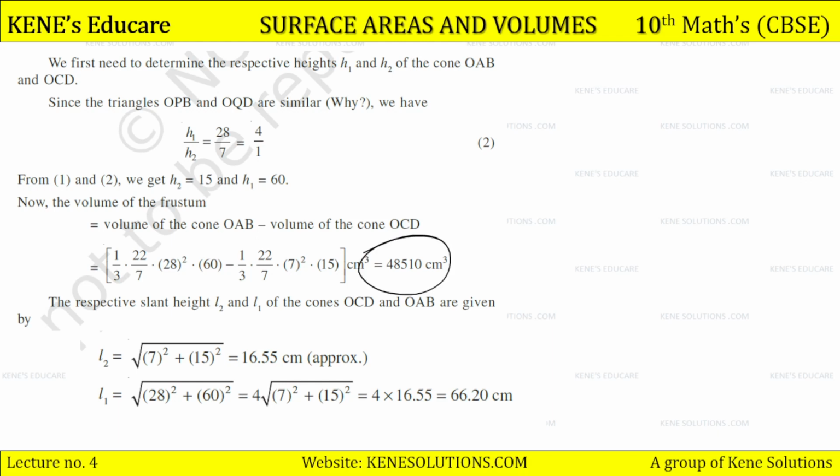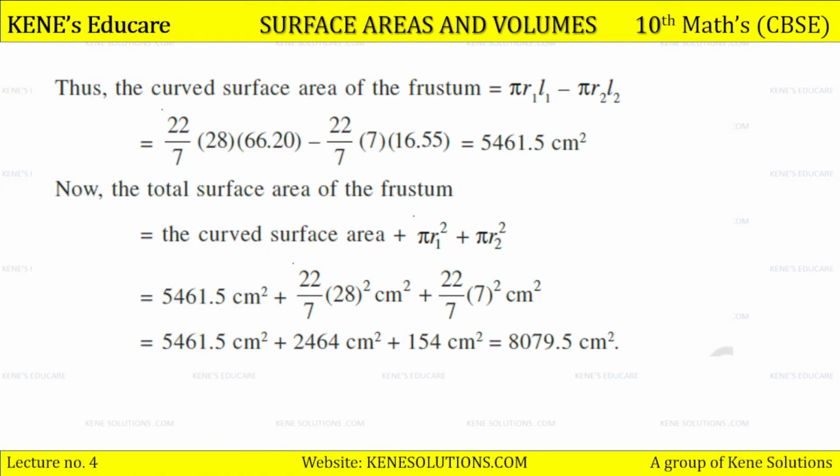The respective slant heights L2 and L1 of the cones OCD and OAB are given by L2 is equal to root of 7 squared plus 15 squared, which comes to 16.55 centimeter approximately. Then L1 is equal to root of 28 squared plus 60 squared, so 4 times root of 7 squared plus 15 squared, so we get 4 multiplied by 16.55, which is equal to 66.20 centimeter. Thus the curved surface area of the frustum is pi r1 L1 minus pi r2 L2. So 22 by 7 times 28 times 66.20 minus 22 by 7 multiplied by 7 multiplied by 16.55. So we get 5461.5 centimeter square.